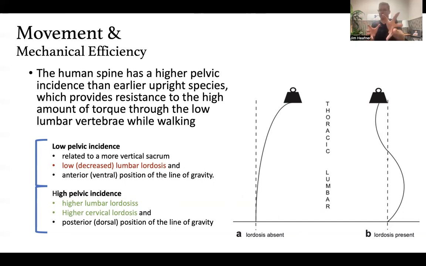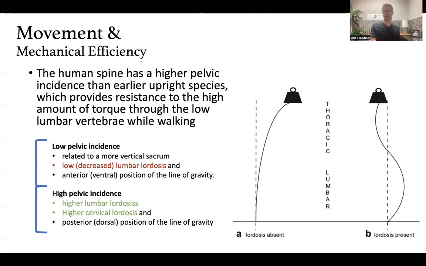So as you walk, the pelvis needs to go back and forth, so one leg forward, the other leg forward, and the spine needs to adapt to those stresses. By having some lumbar lordosis, it allows the control of those forces, like through your lumbar facet joints, to be a lot more stable and less impactful on the joints of the spine.